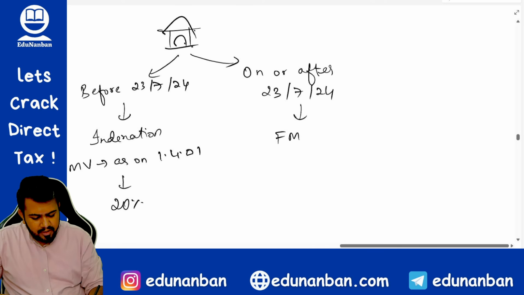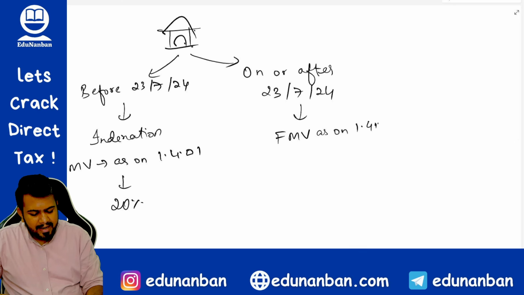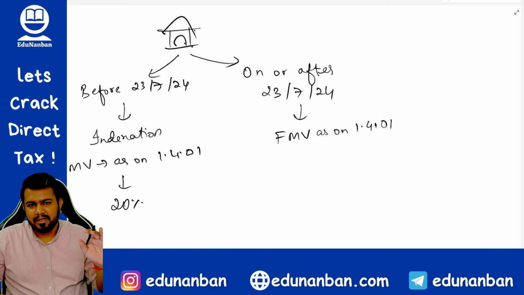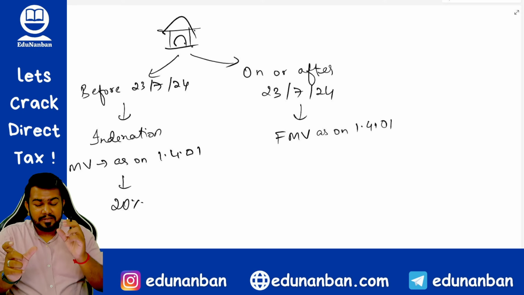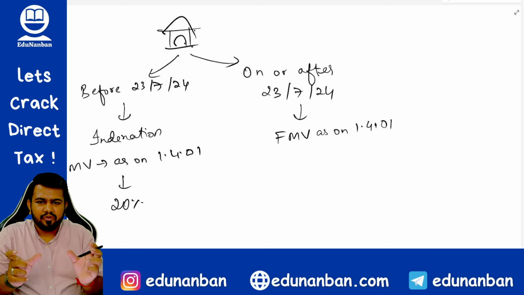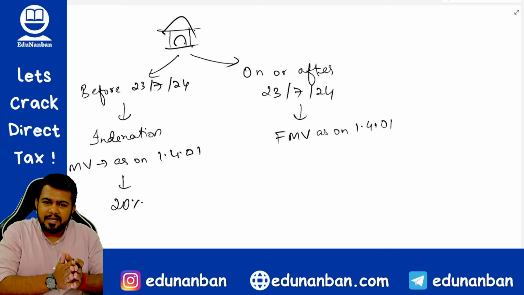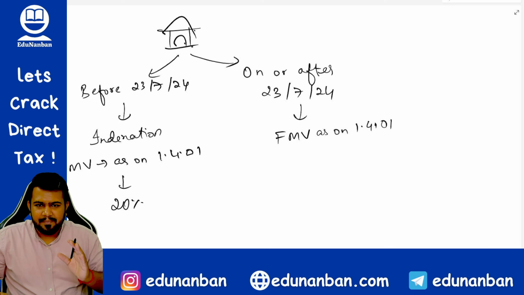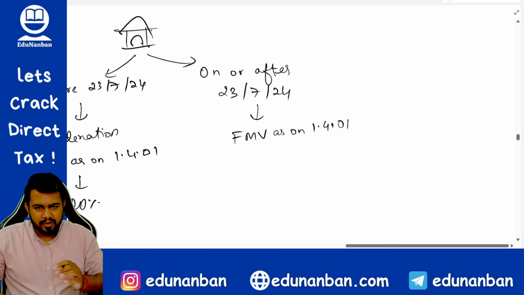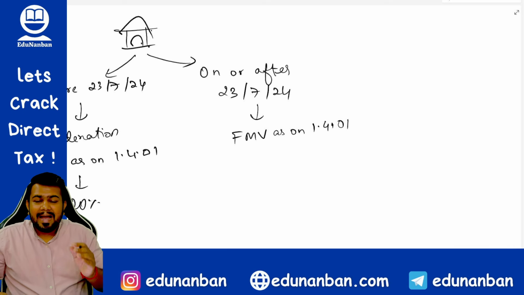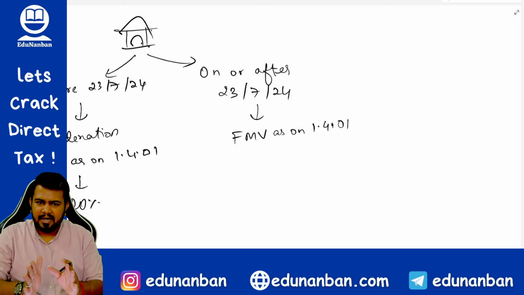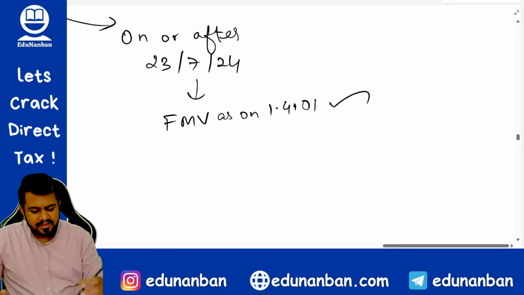Now, sir, what about fair market value as on 1/4/2001? And here I am not talking about house property alone, I am talking about all the capital assets. If you had purchased a capital asset and it was long term, purchased before 1/4/2001, you could take the benefit of taking the purchase price or fair market value as on 1/4/2001, whichever is higher. Sir, is that concept changed? Answer is no. Still that concept is the same. Even on or after 23/7/2024, if you are transferring any capital asset and if it was purchased before 1/4/2001, you can still take the benefit of actual cost price or fair market value as on 1/4/2001, whichever is higher. Okay, so that benefit is still allowed.